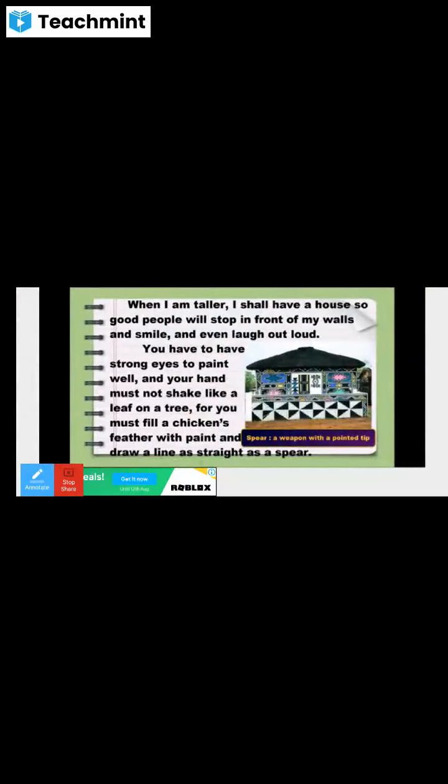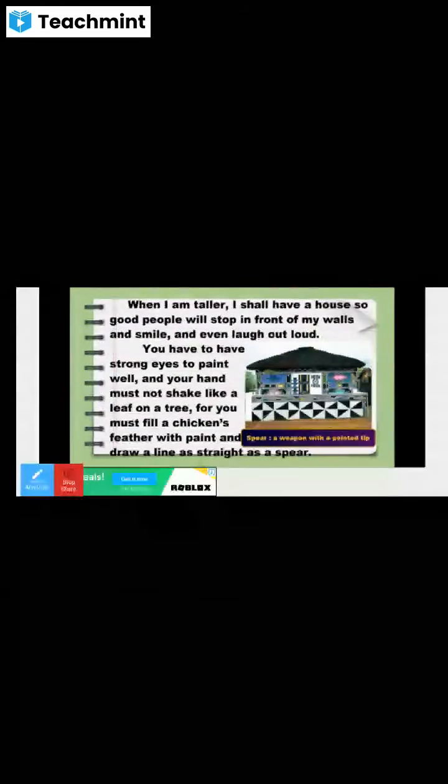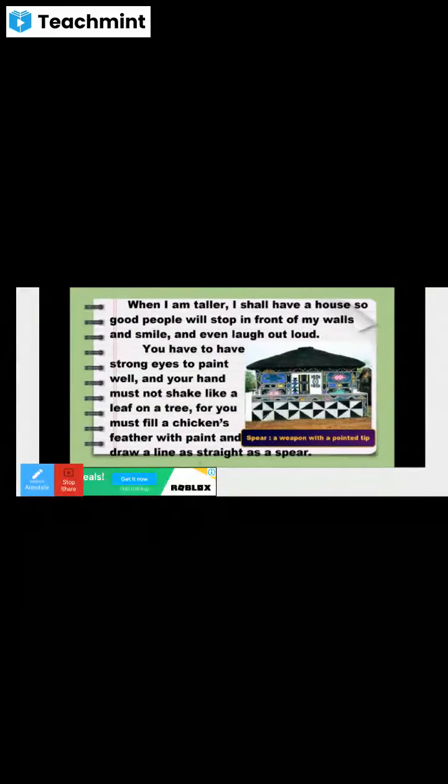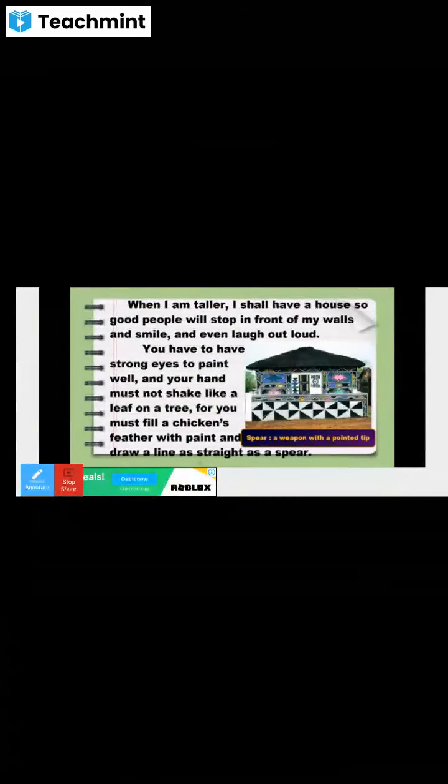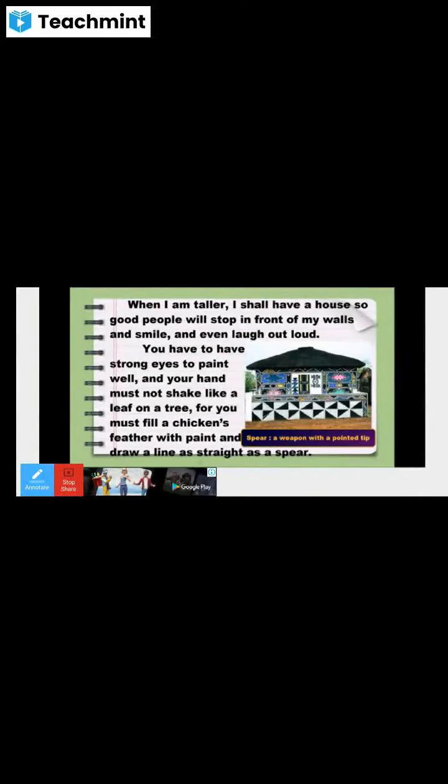So here she is thinking about her hope. She is thinking about her newly built house. So when she grows taller, you have to have strong eyes to paint a wall. If you want different types of designs in painting, then firstly you want to see different types of paint, different designs, different patterns on your walls. And your hand must not shake like a leaf of a tree.